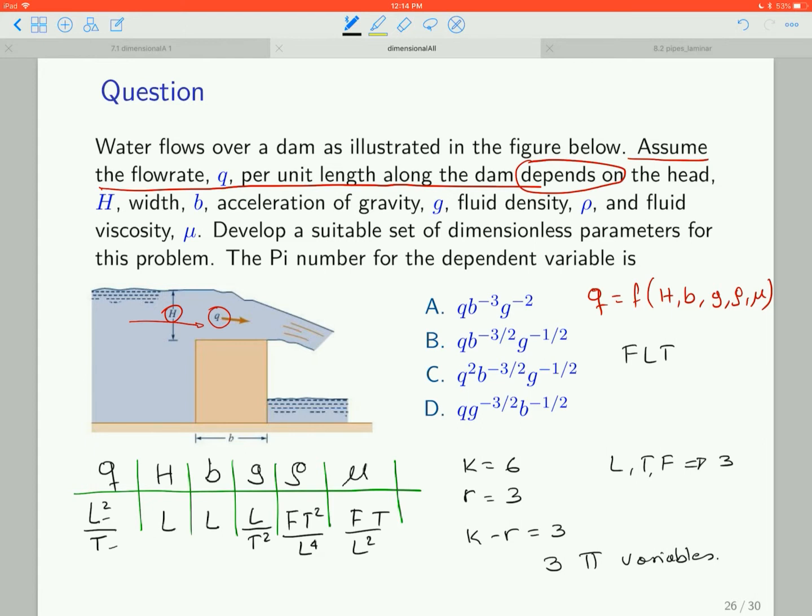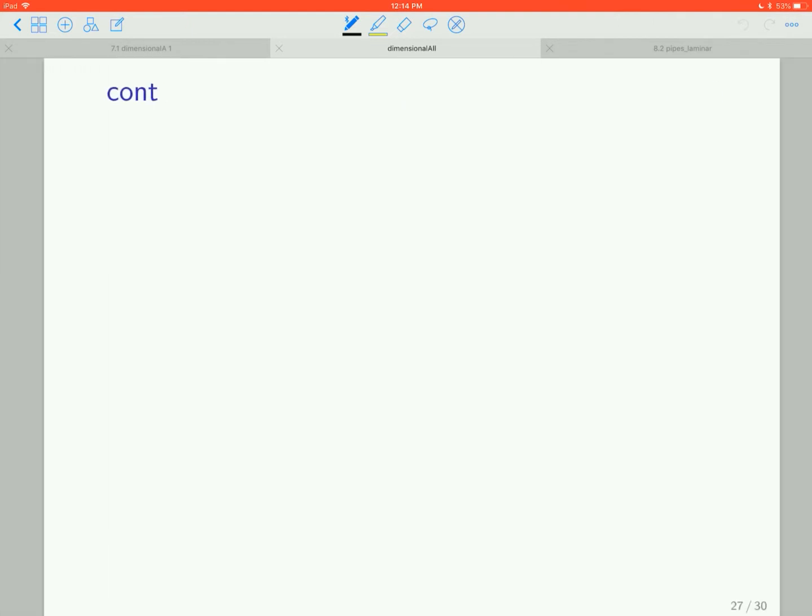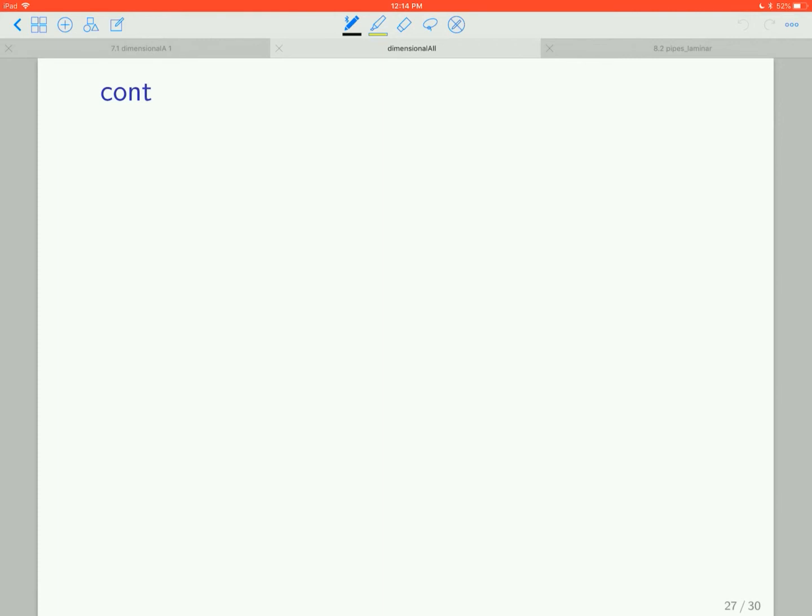And so the question is, how do we find the equivalent pi number for Q? Okay, so just do it on your own and go back to the video. Okay, so we can do it in 2 different ways.